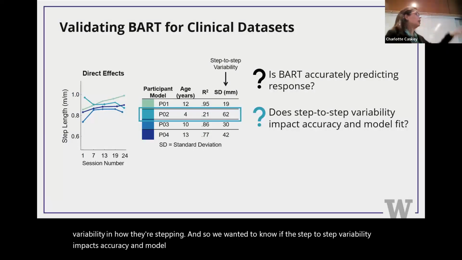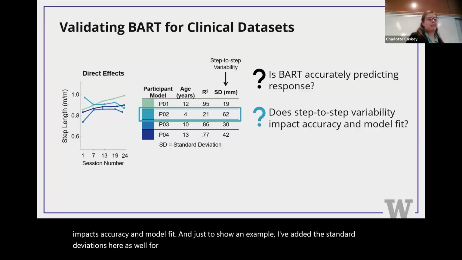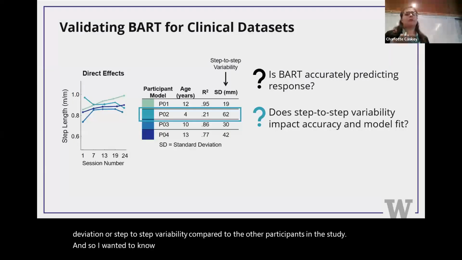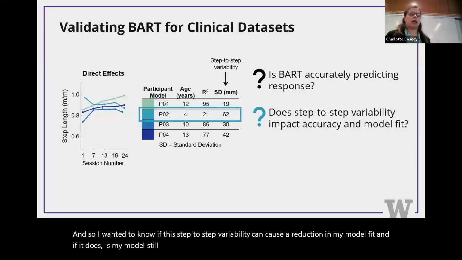And just to show an example, I've added the standard deviations here as well for these participants. He has almost twice as high a standard deviation, or step-to-step variability, compared to the other participants in the study. And so I wanted to know if this step-to-step variability can cause a reduction in my model fit. And if it does, is my model still accurate? Is that still something I can use?